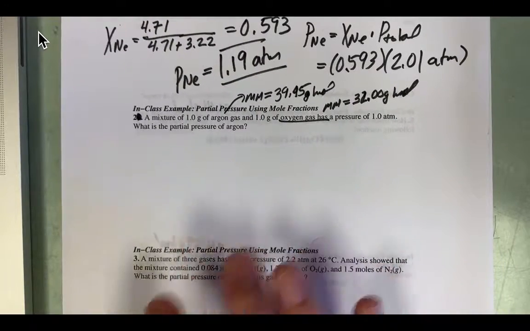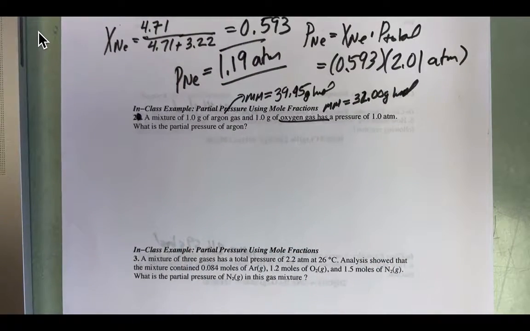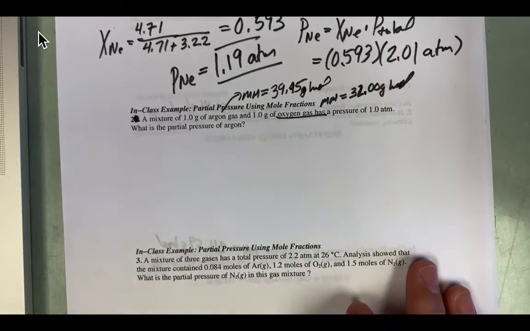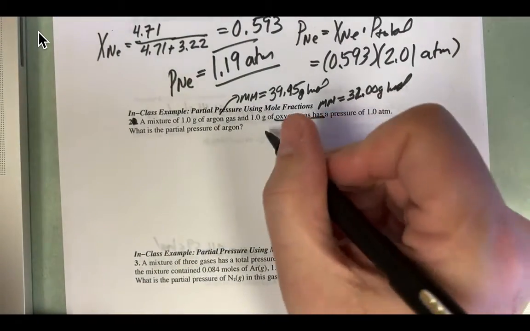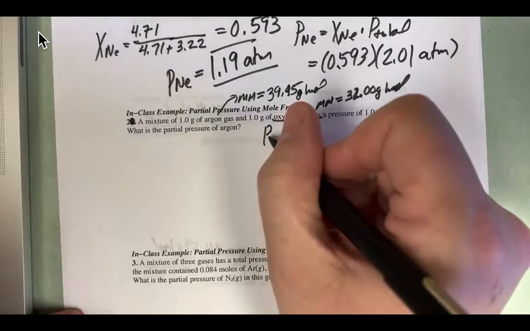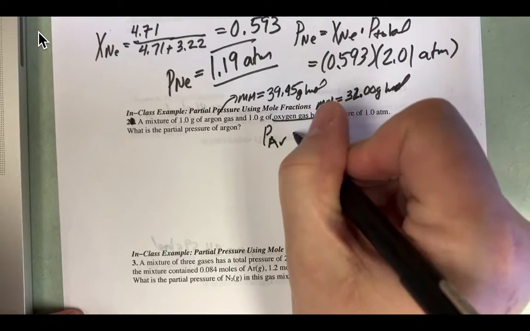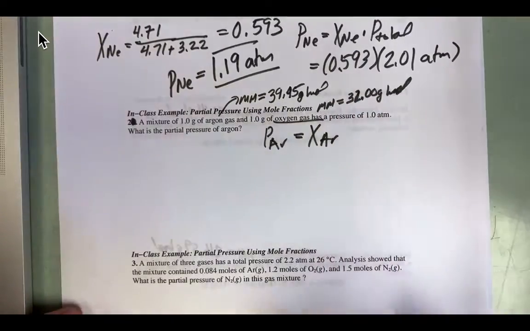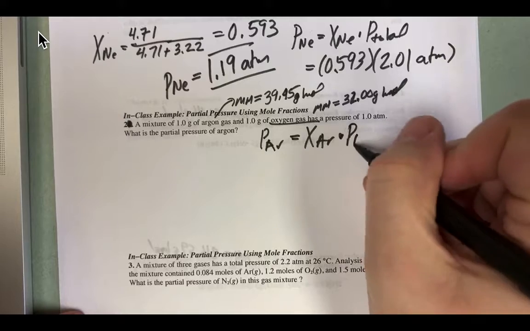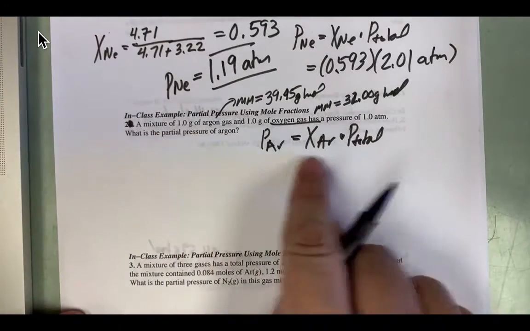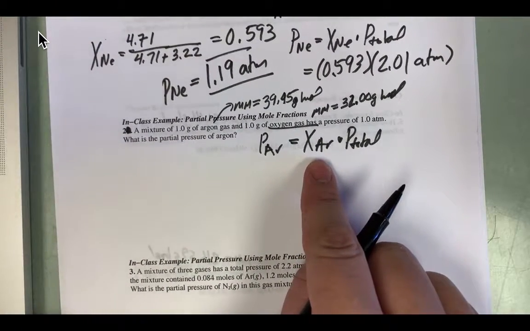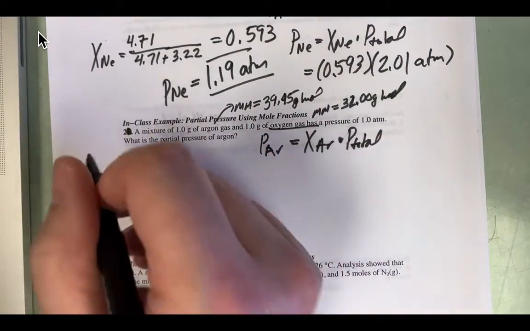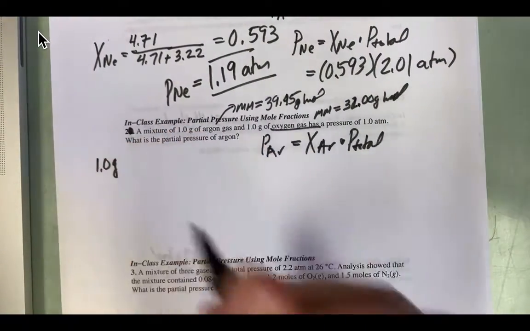All right, for our next problem here, it's not going to be much more complicated than the first problem. However, we've been given masses of the two gases here rather than their number of moles, so that'll just add one step for us. Because ultimately we're going to use again that the partial pressure of argon is equal to the mole fraction of argon times our total pressure. We'll just have to do a little bit more work here to figure out the mole fraction. So let's take our 1 gram.